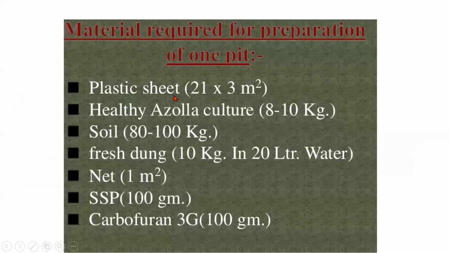So you require a plastic sheet. If you are growing it in a pit, ஒரு மண்ணில் வந்து குழி தோண்டி ஒரு இவ்வளோ டிஸ்டன்ஸுக்கு 21 x 3 meters ஷீட் போடுறீங்கன்னா ஒரு 22 x 4 meters குழி தோண்டி you use a plastic sheet and you need a healthy azolla culture. You need soil, you need fresh dung, cow dung, you need a net because you have to cover it. If you are growing it for commercial use, you have to cover it because many birds will come. Okay, birds come to eat. கோழி எல்லாம் வந்து தின்னுட்டு போயிடும்.